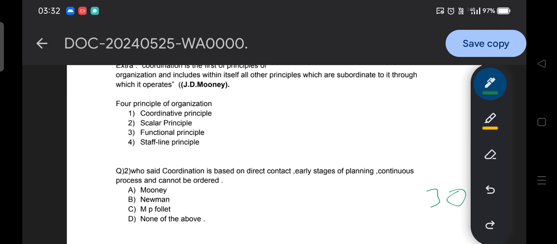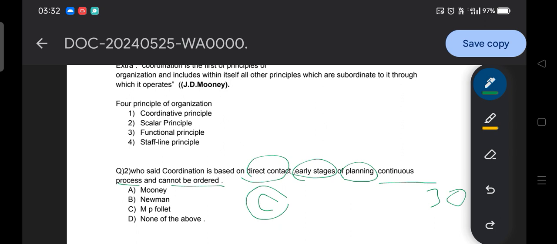And here the time is up. So question number 2: who said coordination is based on direct contact, early stage of planning, then continuous process, and cannot be ordered? Option A Mooney, B Newman, C M.P. Follett, and option D none of the above. So the answer to question number 2 is option C, that is M.P. Follett. Those who marked M.P. Follett are correct here.